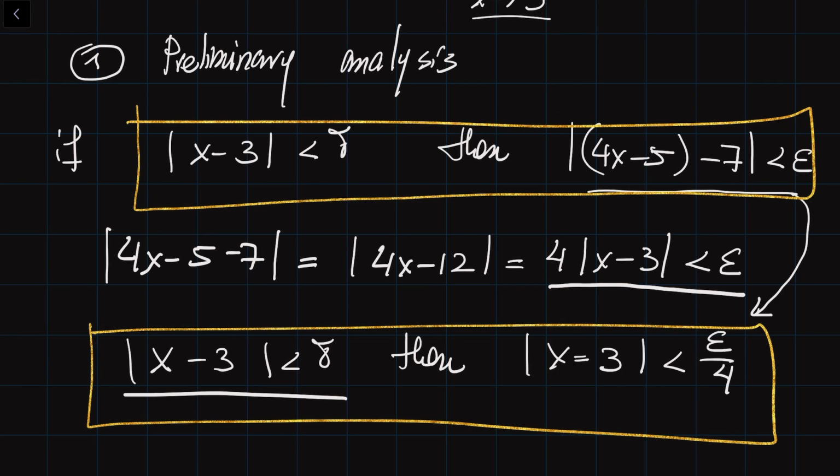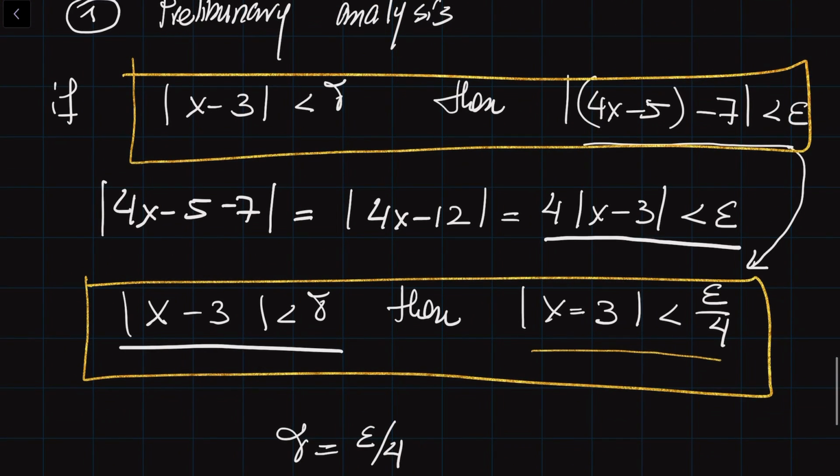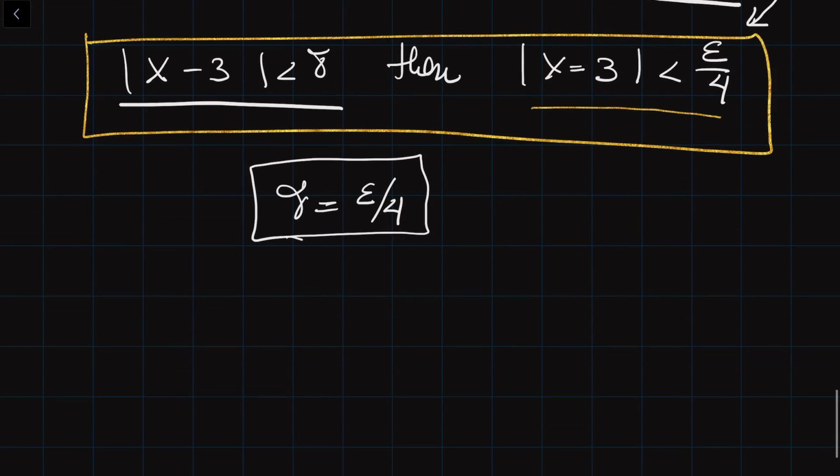So they are the same expressions, but the second term here is just a simplified version of the one above. So it gives us some insight that if I choose the delta to be equal to the epsilon over 4, then I can control this distance. So this is the first step, where we figure out this relationship between the delta and the epsilon.